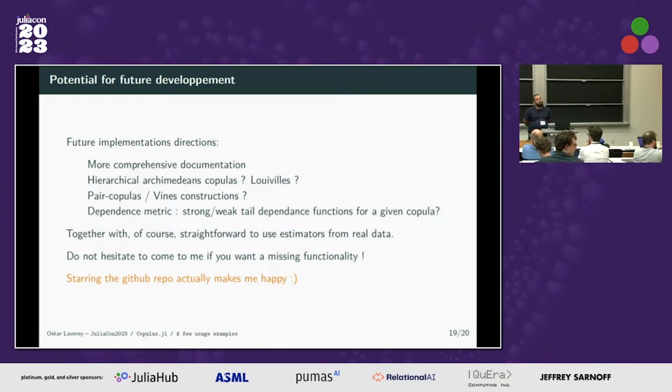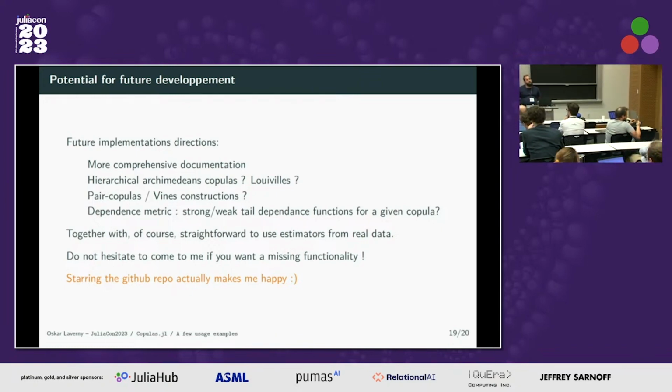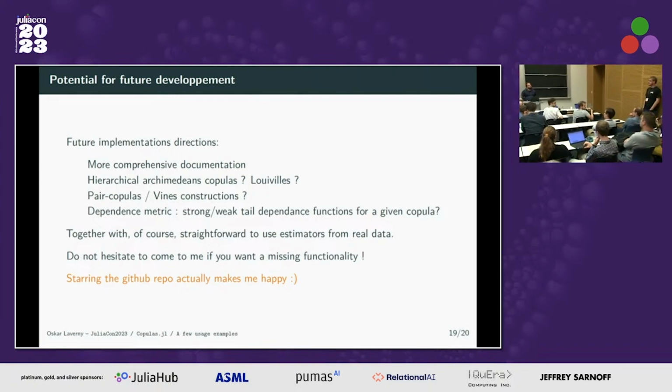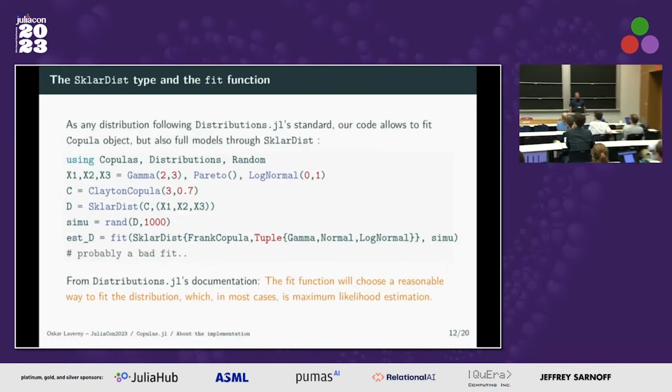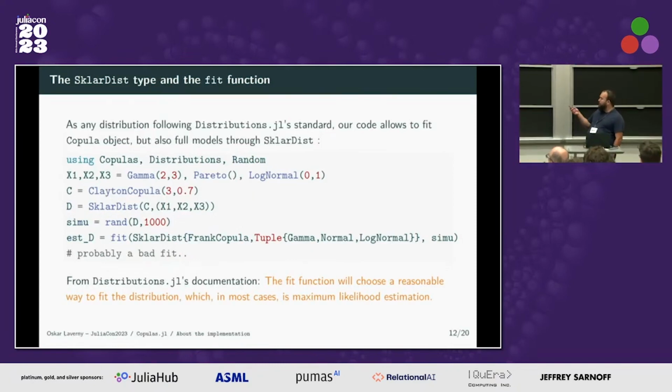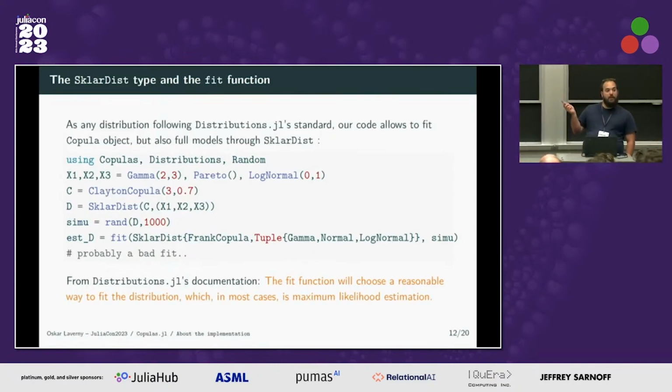So I know you mentioned using it to fit data into a Copula. Do you also have ways to simulate a Copula based off of parameters? Yeah, we have the two. We have the rand function from Distributions.jl that samples from the Copula, or from the Sklar distribution. It's the same thing. You can put a C instead of the D in the rand function. That's for sampling, and for fitting, we simply hook to the fit function from Distributions.jl.